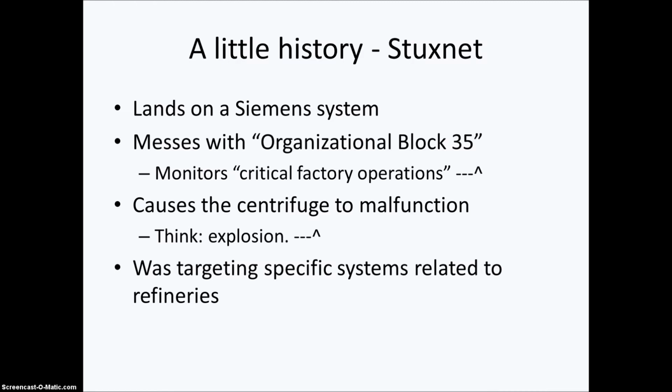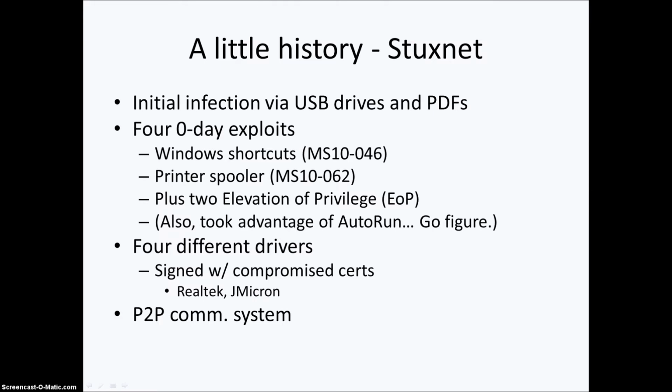There were also two elevation of privilege vulnerabilities that it took advantage of to allow it to run itself with elevated privileges. Also, go figure, with USB flash drives, it took advantage of autorun. Surprise, surprise, right? There were at least 4 variants of Stuxnet drivers that were discovered, and they were signed with one of 2 different certificates stolen either from Realtek or the other one was stolen from JMicron. Stuxnet also used a custom proprietary peer-to-peer communication system to relay information and commands.